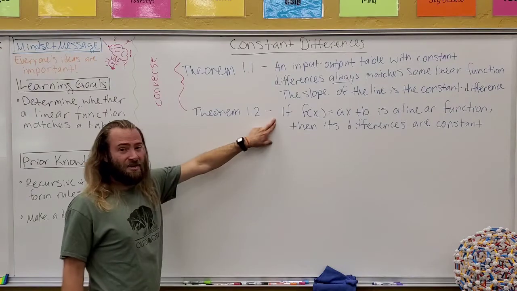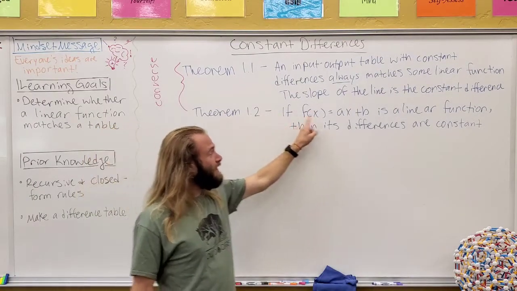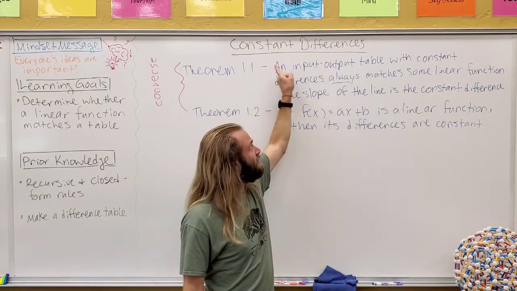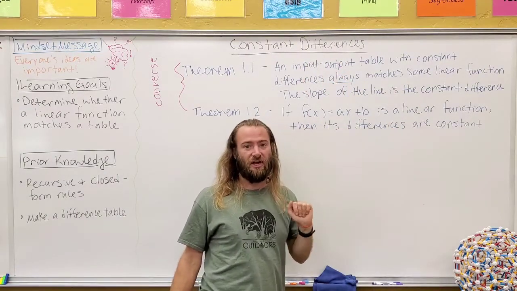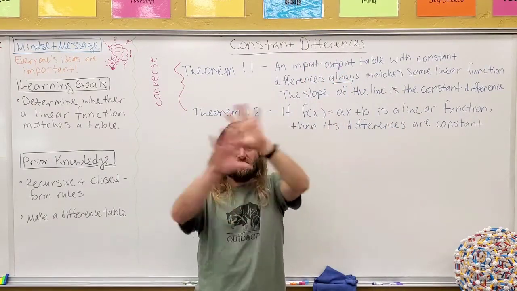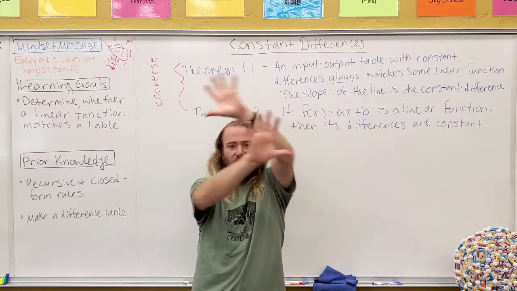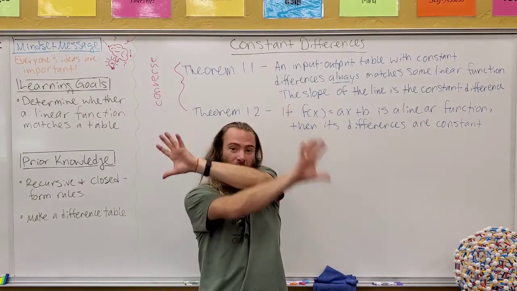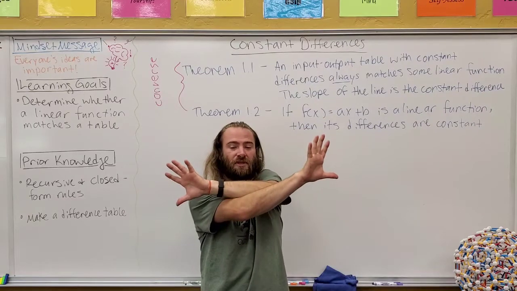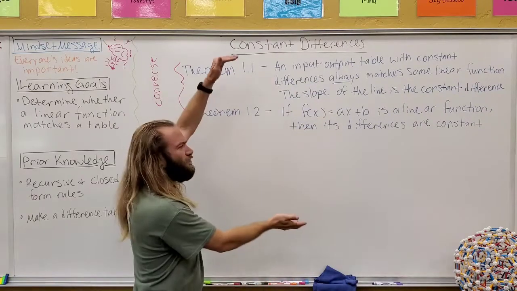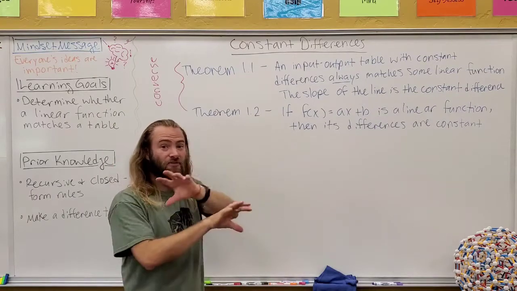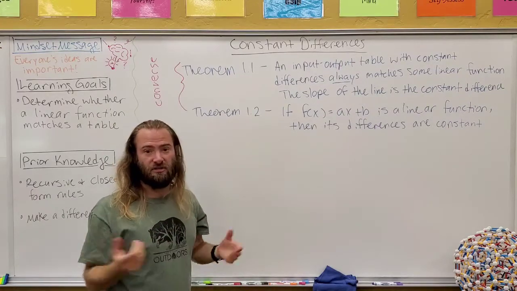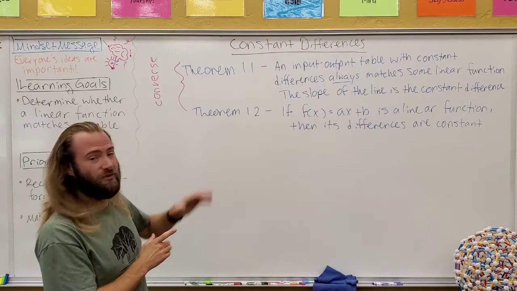Theorem 1.2, on the other hand, says if we have a linear function... Notice the first one says if we have a table with constant differences, then it must match a linear function. The other one's just being reversed. So here's table, linear function. We're flipping it. If I have a linear function, it must have a constant difference table. So basically, these could be smashed into one, but it's not always true that if you reverse it, it still works. But it does for this.